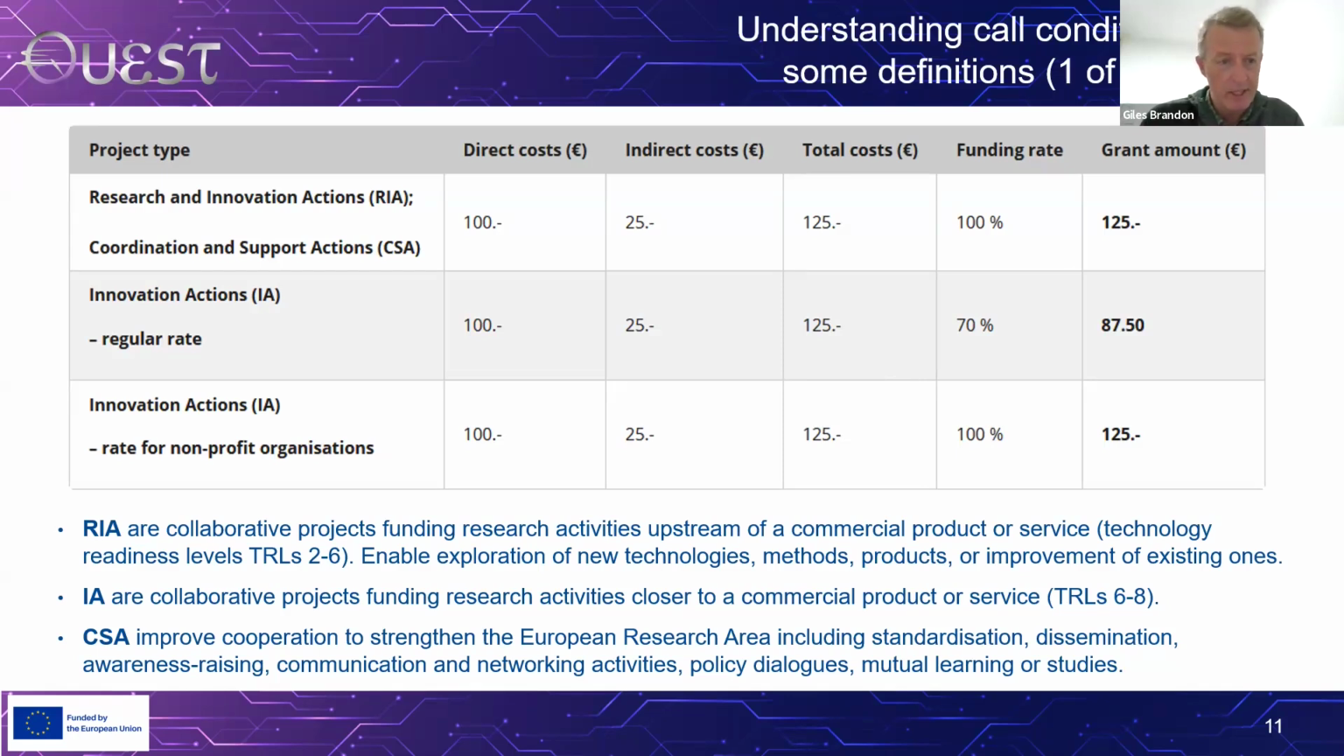And then finally, CSAs, which stand for Coordination Support Actions. These don't fund research, they're not supposed to directly fund research itself. It's more about funding the activities, the environment to support the research. So here the text talks about improving cooperation to strengthen the European research area, including standardization, dissemination, awareness raising, communication, networking, policy dialogues, mutual learning, or studies.